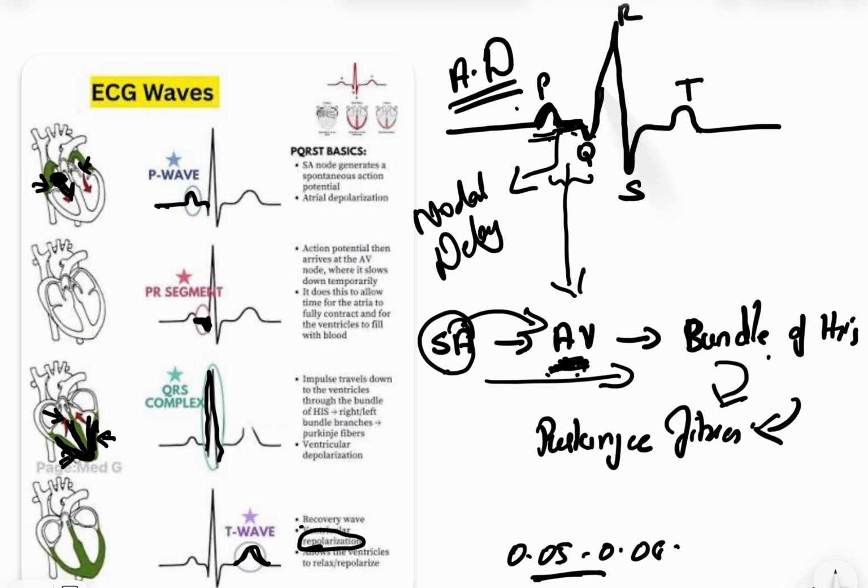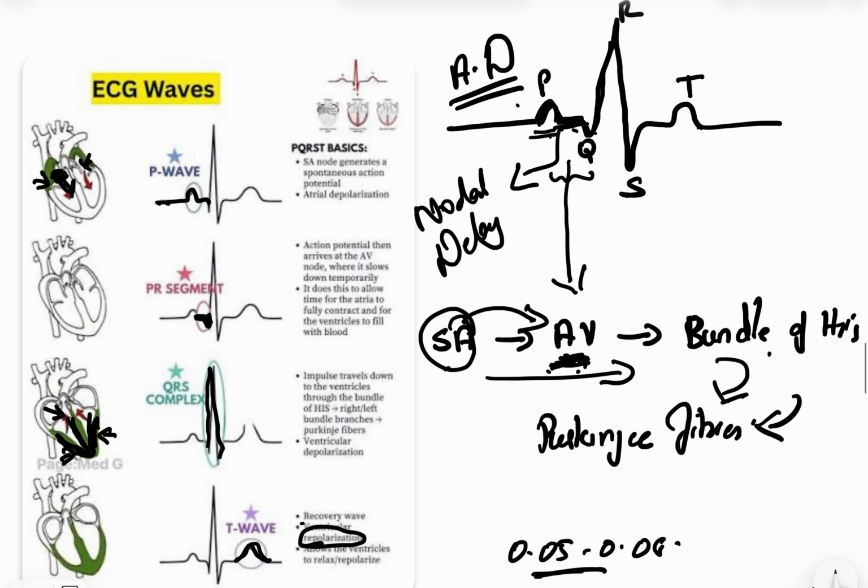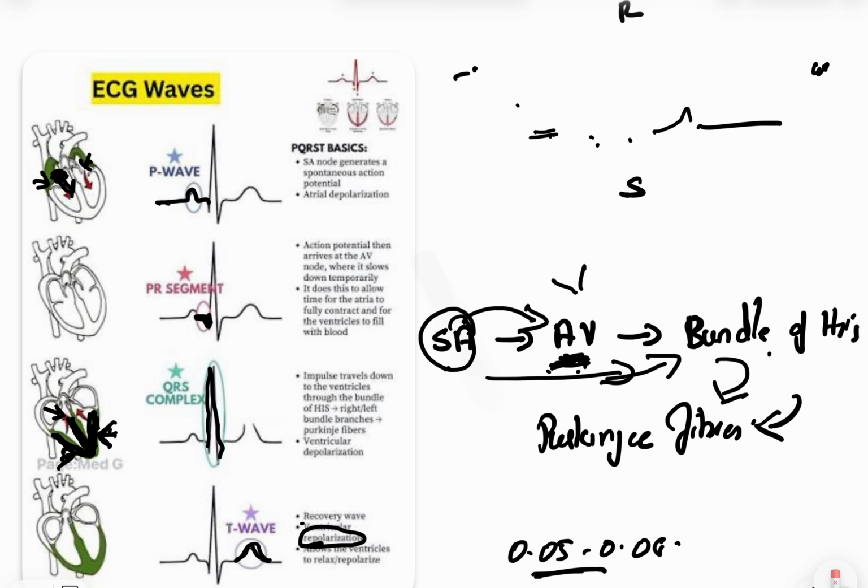Then the QRS complex. In the QRS complex, the impulses travel through the ventricles. From the AV node, the impulses travel to the bundle of His, and then from the bundle of His to the Purkinje fibers, and help in the contraction of the heart. So that is the QRS complex. And then the T wave. The T wave is the recovery wave, and what happens here is ventricular repolarization.